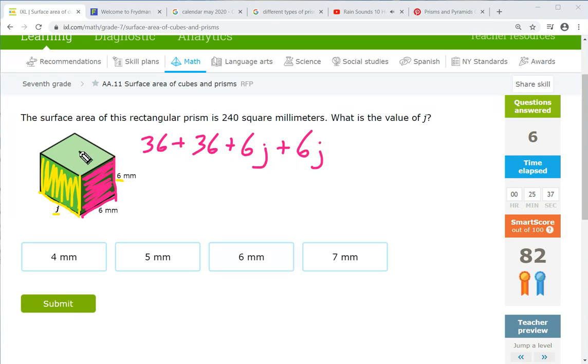And what about the top? Well, the top over here has a length also of j, because this is the same as this. So it has a length of j and also a width of 6, because this is the same as this. So for this, I would also have to say 6j. So I get another 6j. But then there's the bottom, which should also be 6j.